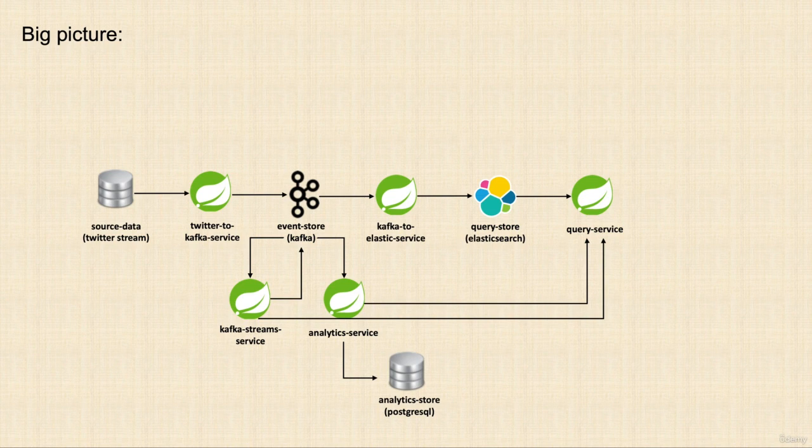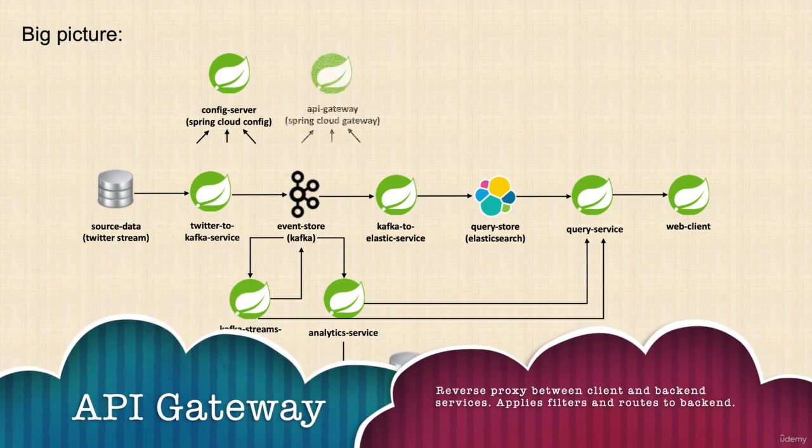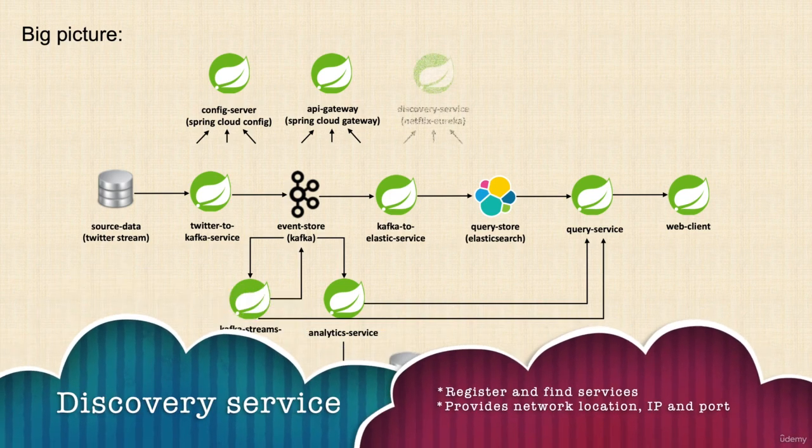To make the search component more beautiful, you will then add a web client as a separate microservice. This web client will use a front end using Bootstrap and Thymeleaf to query the data from the query service. To easily organize and manage these multiple microservices, you will also implement and run config server, API gateway, and discovery service as separate services.